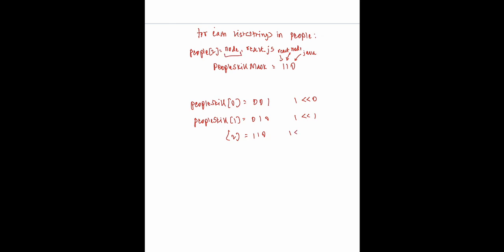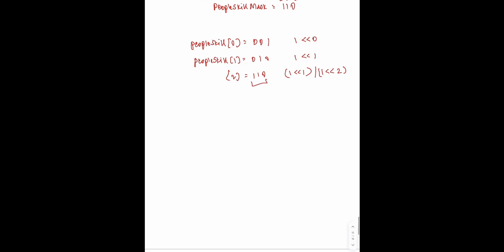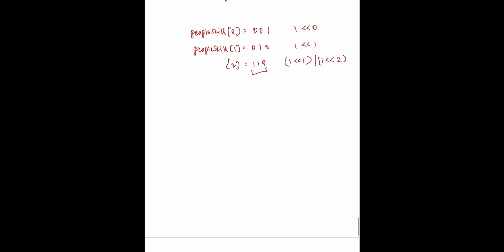So first I left shifted 1 by one time, then I ORed this with their second skill, React.js, so 1 left shifted two times. So this would give you this value. You can do this for the entire people array. And however many skills they have, for each skill you left shift 1 by the position of that skill and OR it with all the other skills in their skill set.